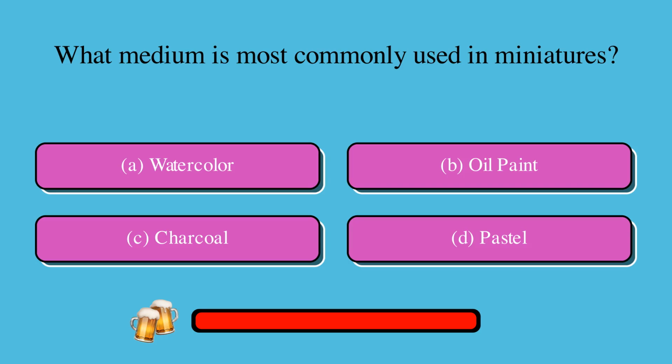What medium is most commonly used in miniatures? Is it A, watercolor, B, oil paint, C, charcoal, or D, pastel? The correct answer is A, watercolor.